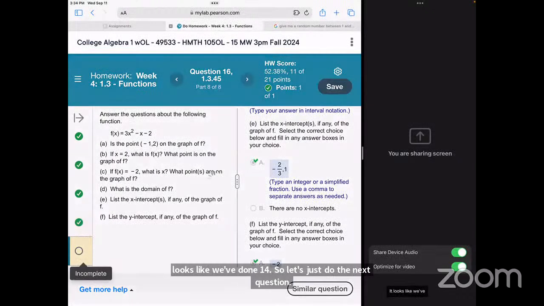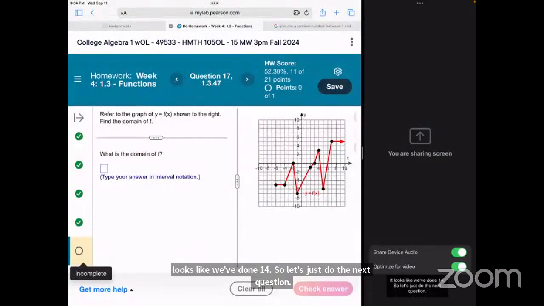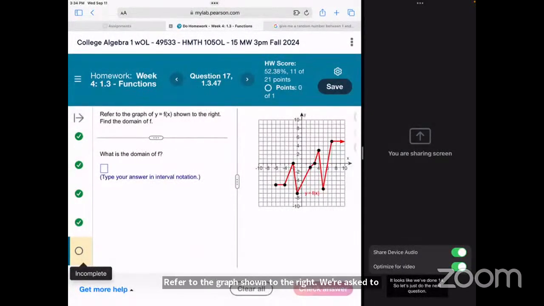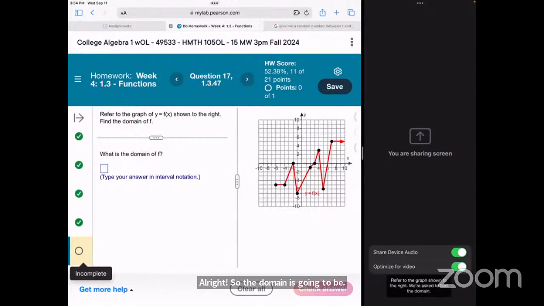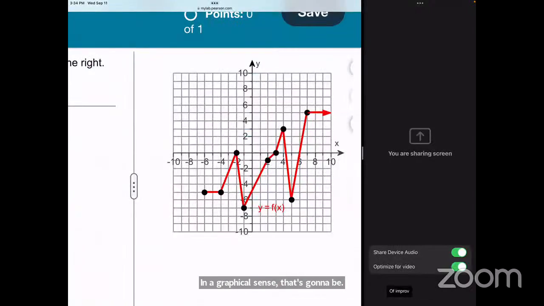Refer to the graph shown to the right. We're asked to find the domain. The domain is going to be our set of input values. In a graphical sense, that's going to be the very left to the very right. So you want to ask yourself, how far left does this graph go? What's the furthest left value? If we're trying to find the domain, you kind of have to use your imagination. If we took this image and smooshed it onto the x-axis, what values of x would it touch?